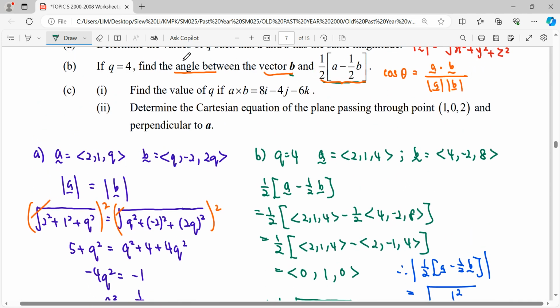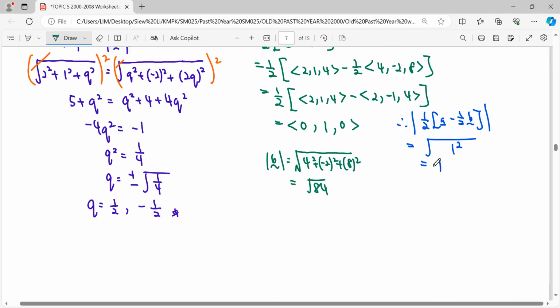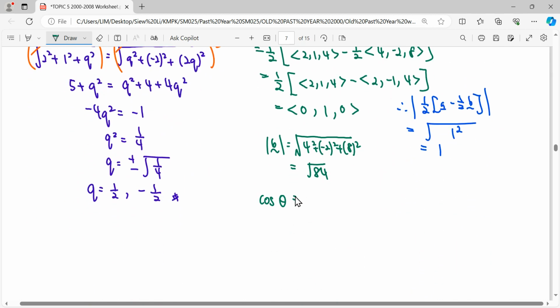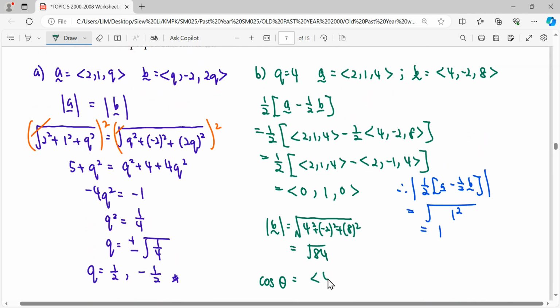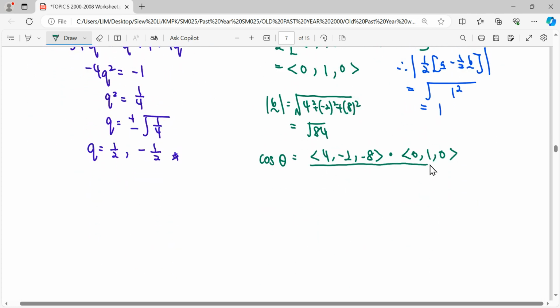Then lastly, we find the angle between these two vectors using the cos formula. So cos theta equals vector B dot with the other vector that we found here, which is (0, 1, 0), over their magnitudes. Then we shift cos to the right hand side and simplify the dot product here. 0 times 4 is 0. This one we get negative 2. And then 0 times negative 8 is 0. So when we simplify, we get 102.6.